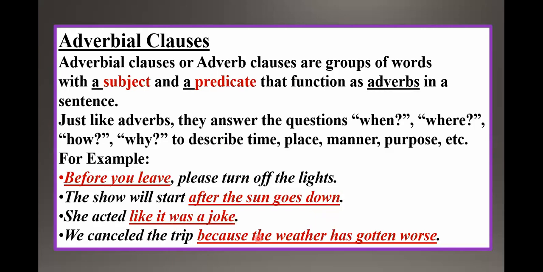We cancelled the trip because the weather has gotten worse. So, because again, this is giving an explanation of the verb. Why was the trip cancelled? Because the weather has gotten worse. Weather is the subject, gotten is the verb here. So again, we have the subject and the predicate, both the things here. So this is a dependent clause and it's an adverbial clause because it is explaining the verb in the sentence.